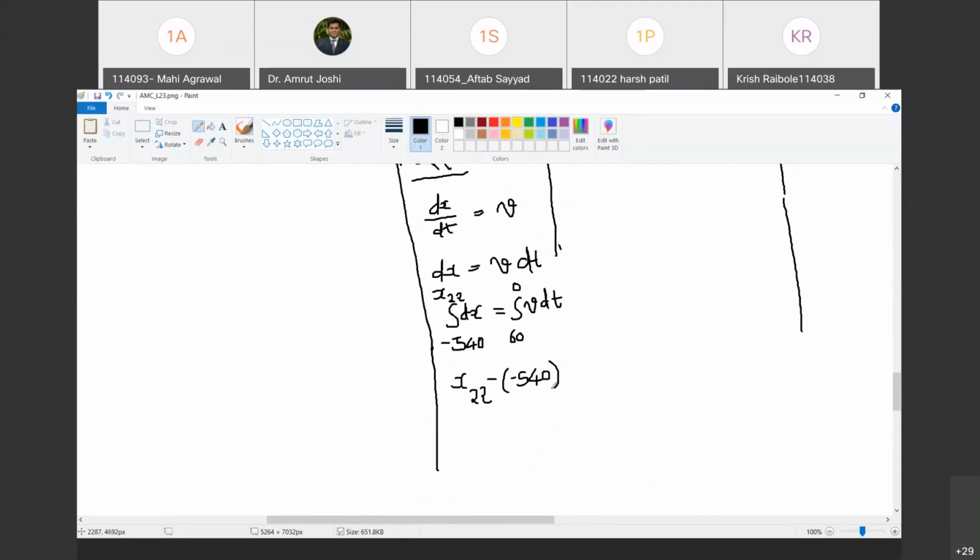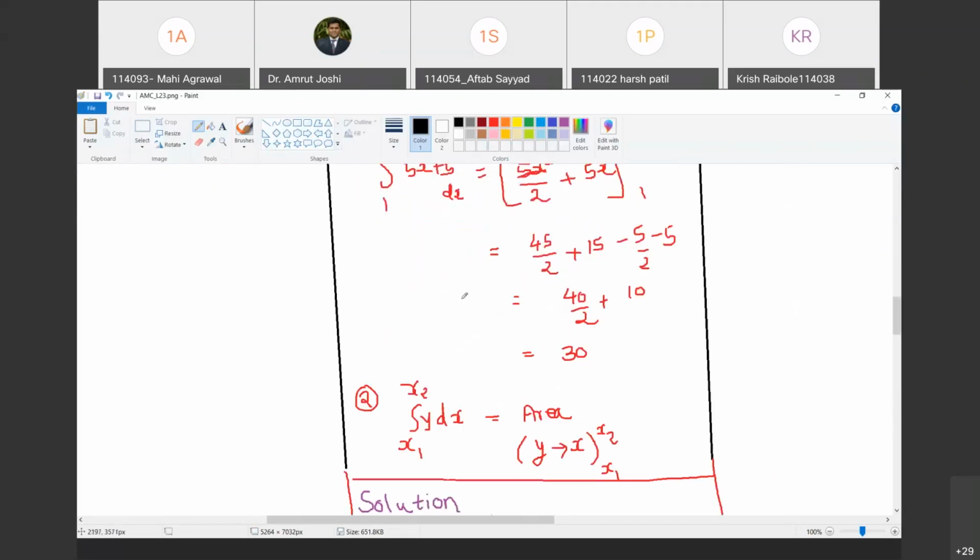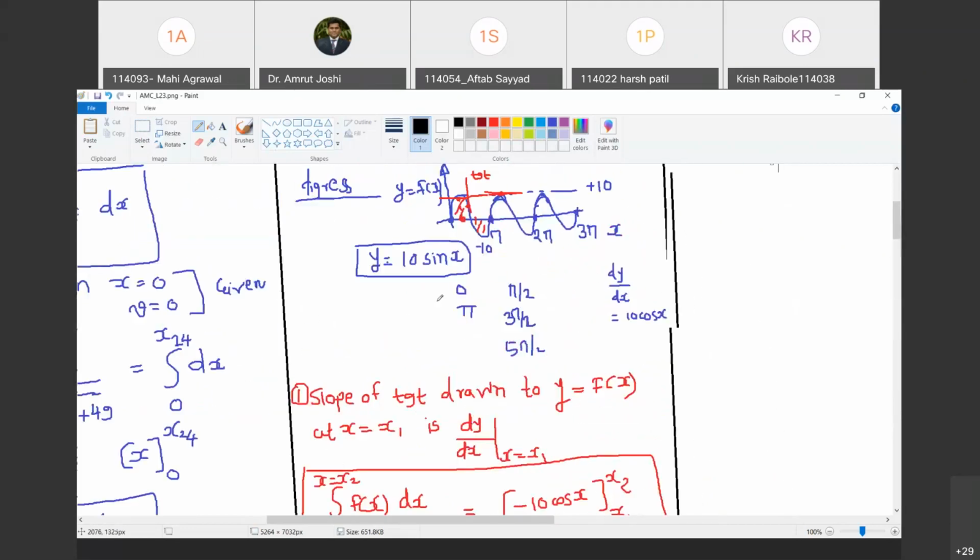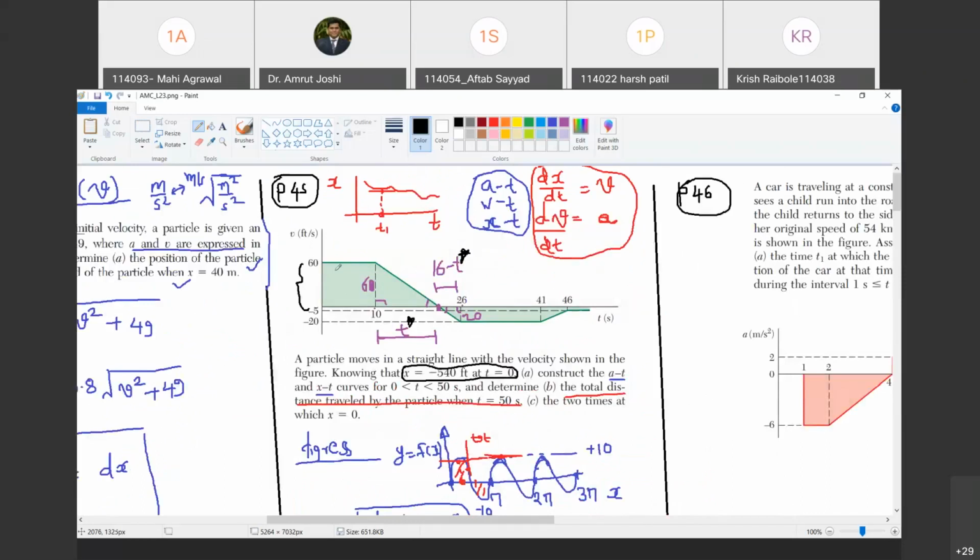Do you agree with me? Yes, sir. So that is nothing but x22 plus 540. Happy? Yes, sir. And this must be equal to this integration. But what is this integration? This integration is nothing but area under velocity time diagram from t equal to 0 to 22 seconds. Ye area. Do you agree with me? Yes, sir. So how do I write this area? So how much is this area? Tell me. 60 into 10.